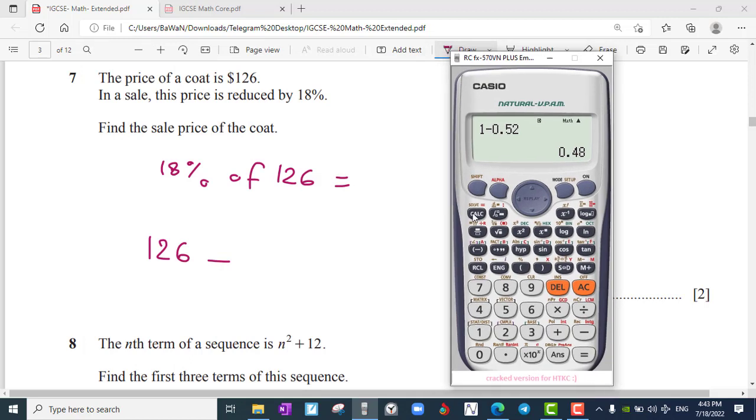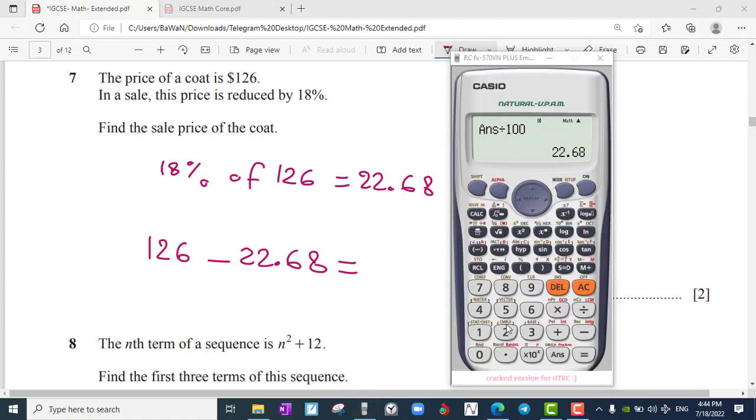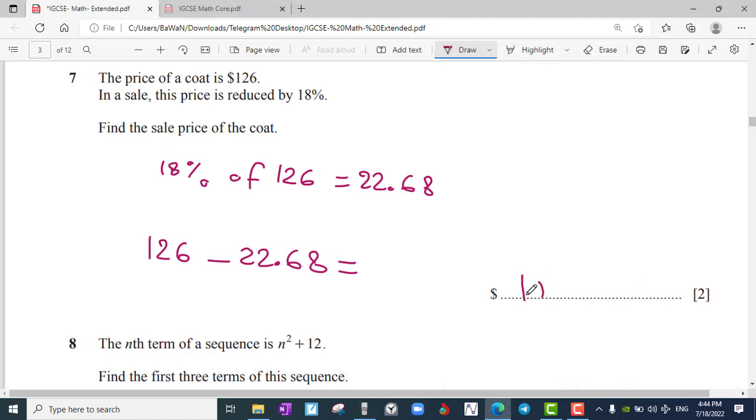To do the percentage in the calculator, we just multiply the two numbers. 18 times 126 divided by 100 is equal to 22.68. So the price will reduce by $22.68, and the new price is 126 minus 22.68. The sale price, or the new price, is 103.32.